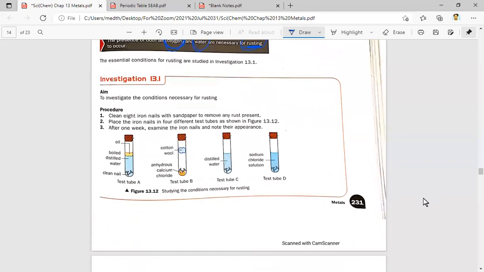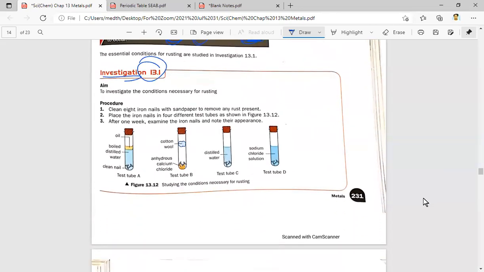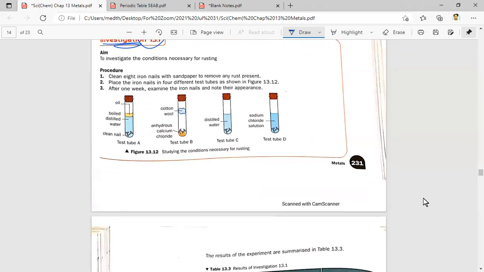Okay, so I want us to look at this investigation over here. Now, this investigation is important because some of the things here actually help you to understand what you're trying to remove from the conditions of rusting. For example, look at test tube A. I put nails inside each of these. Now, you realize they put all these different things together. First things first, what is the purpose of oil? What's the purpose of boiled distilled water? What's the purpose of cotton wool? Anhydrous calcium chloride? So let's go through one by one.